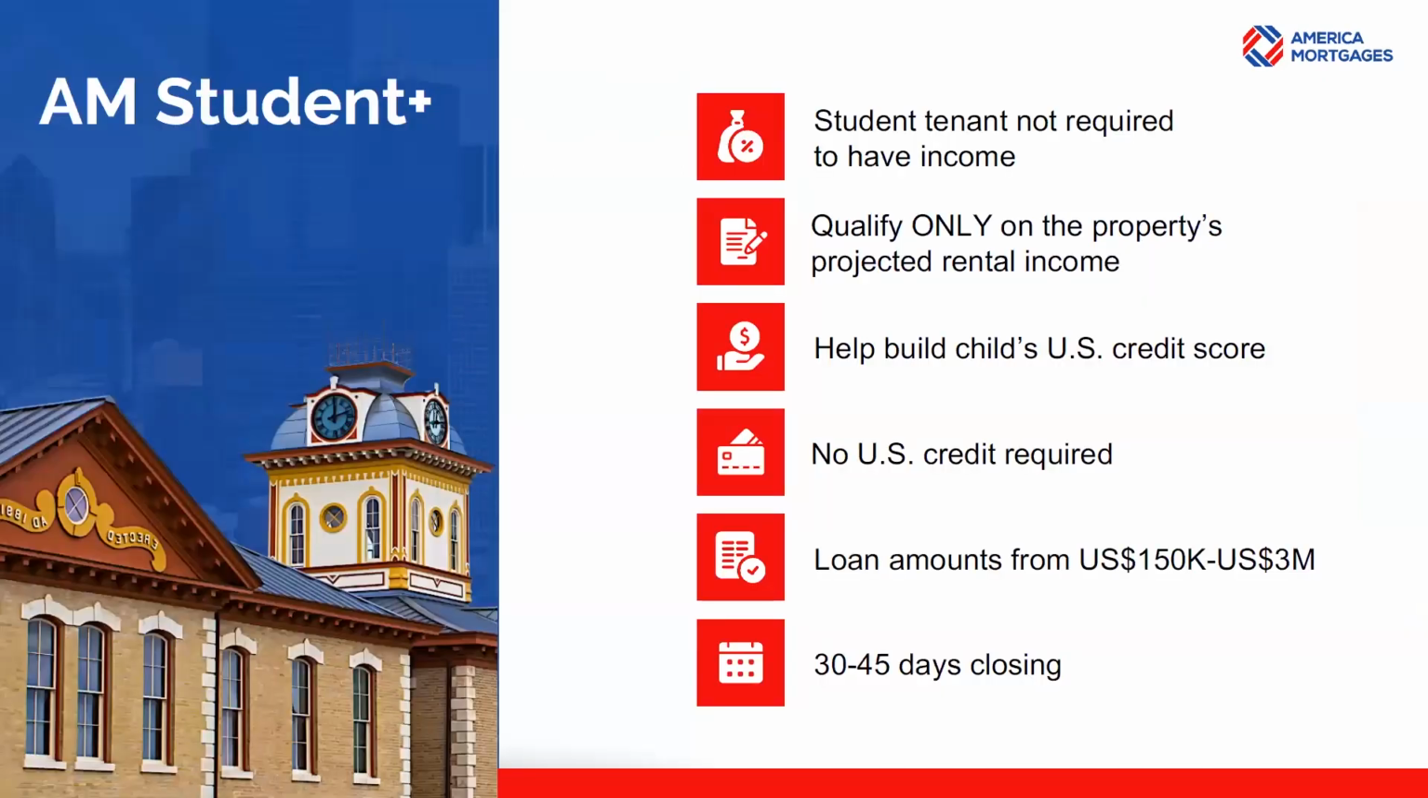So some of you have a grade 12 student doing their MCATs, doing their exams. They're looking at some of the US states or schools in order to have quality education. You can qualify based on projected income and have your child essentially live in the property. So also we can have them on title, and some net benefits of that would be if they were to stay and get the residency, it helps them open the door for getting their US credit score established. Some thresholds to meet: loan amounts between $150,000 and $3 million and 30 to 45 days to close.